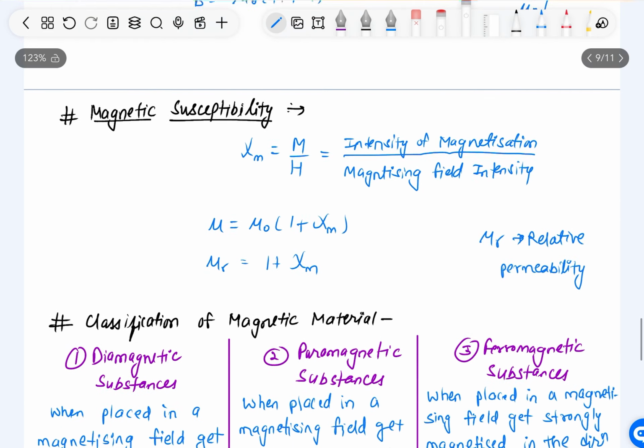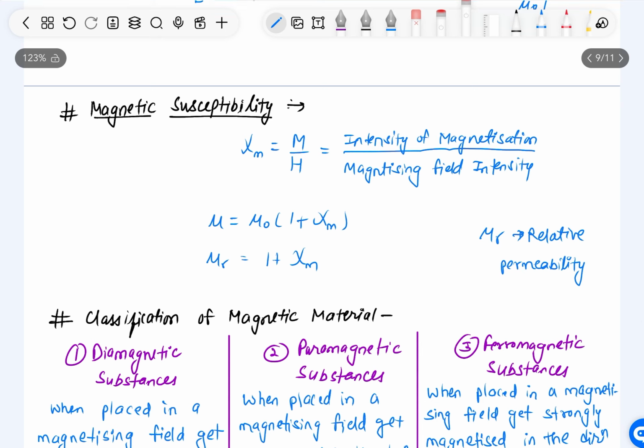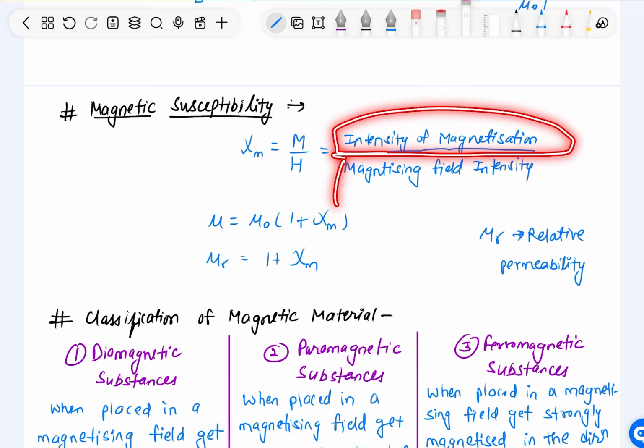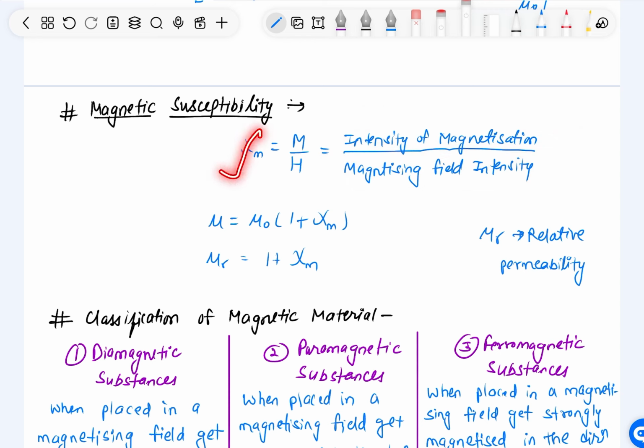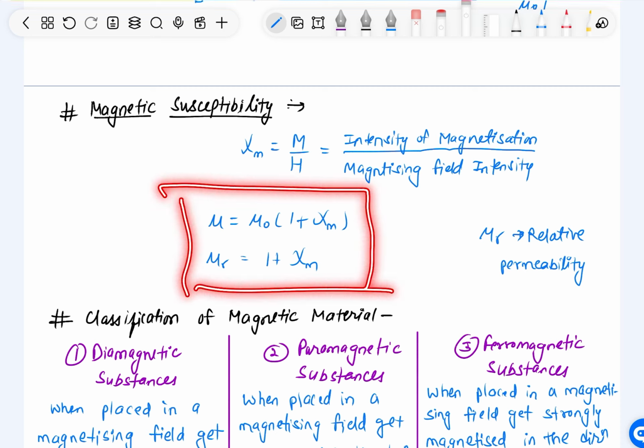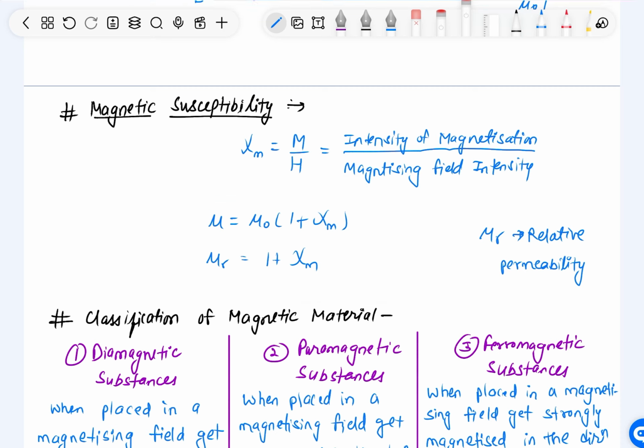Next is magnetic susceptibility. It is the ratio of intensity of magnetization and magnetizing field intensity. It is denoted by chi m. So chi m equals capital M upon capital H. And here are two important formulas: mu equals mu naught into 1 plus chi m, and mu r equals 1 plus chi m.